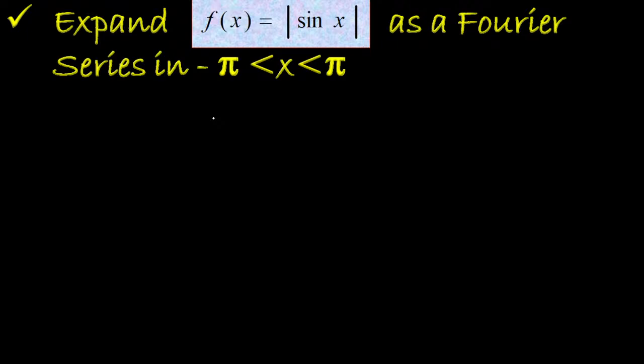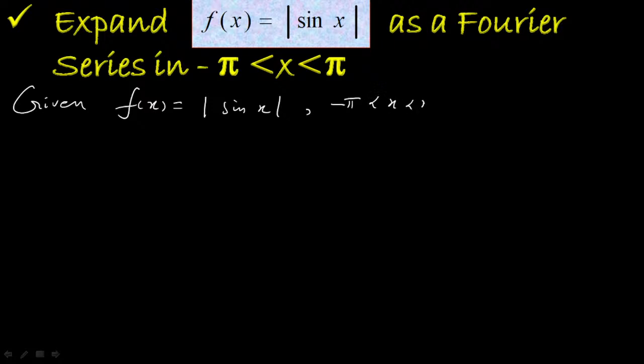Expand the given function f of x equal to mod sin x, or absolute sin x, as a Fourier series in an open interval minus pi comma pi. So first what we do, write down the given function. The given function f of x is absolute sin x, or you can say mod sin x. I told you already, whenever you are going to write the function, you have to write the function along with the interval. That is a must. So this is defined in the interval minus pi to pi.